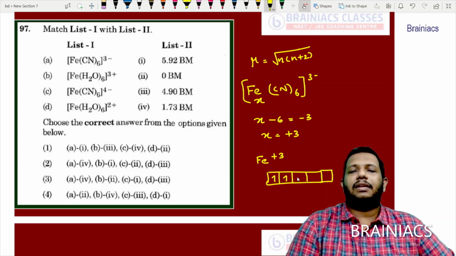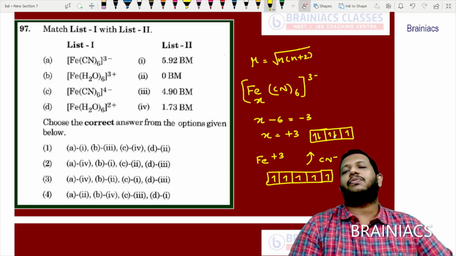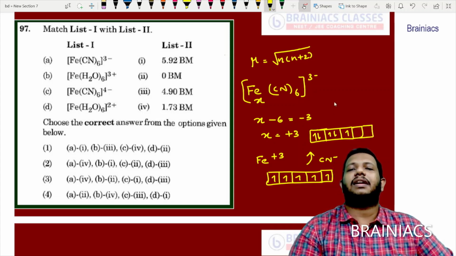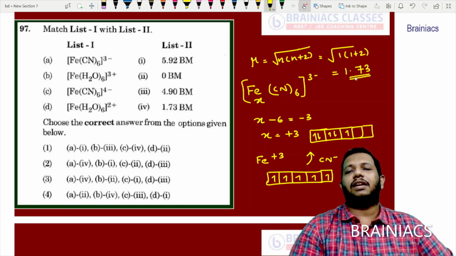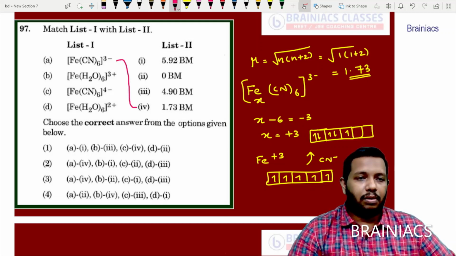So what will happen? The 5 free electrons present over here will get paired up in the presence of strong ligand cyanide. You will have paired electrons present like this, and you will only have 1 free electron present here. So if I substitute here square root of 1 into 1 plus 2, you will get square root of 3, that is nothing but 1.73 Bohr magneton. So the answer for the first one is 1.73, option 4.